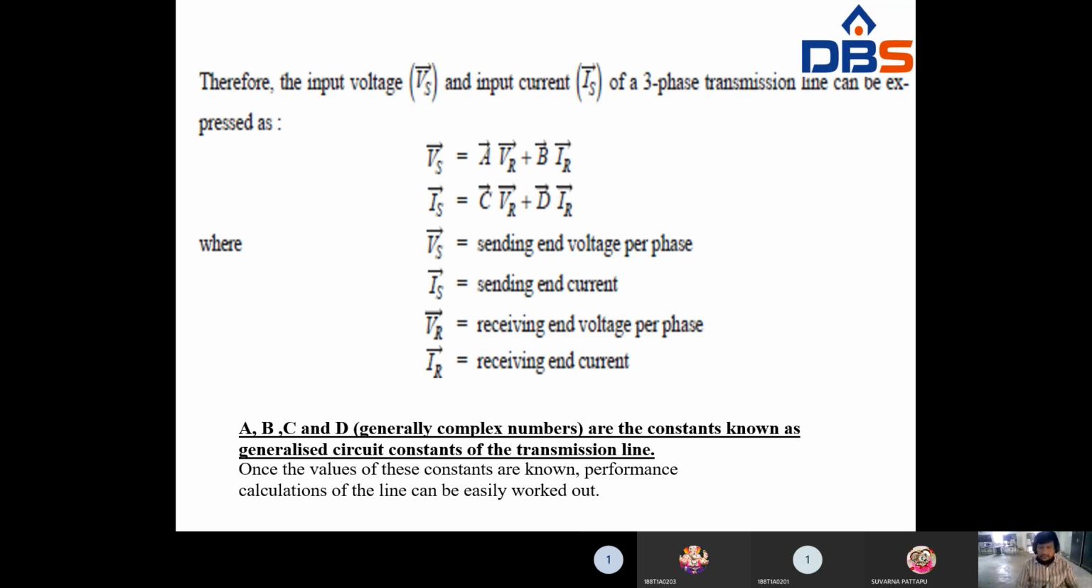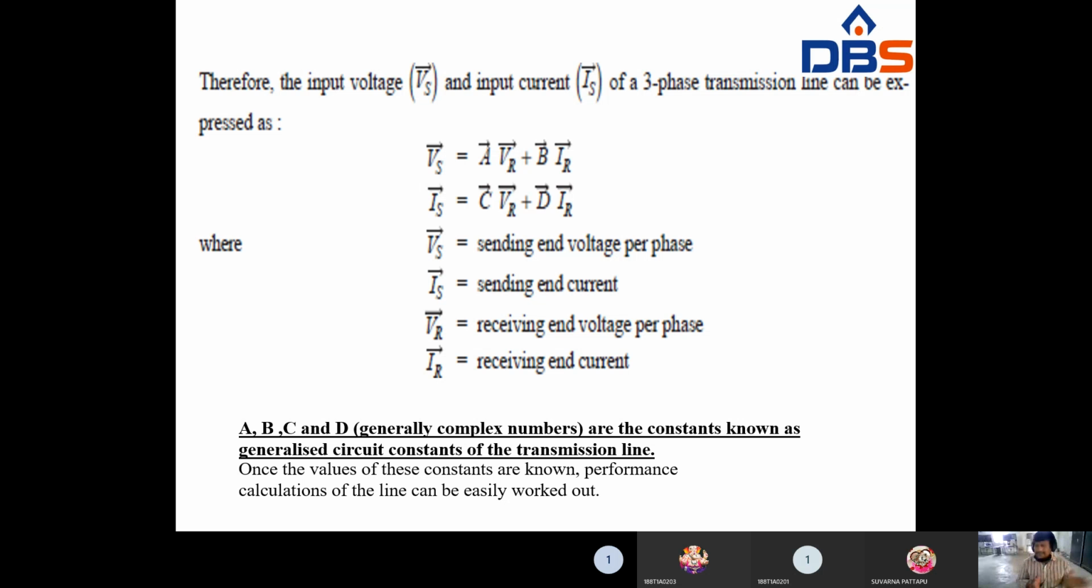So suppose the input voltage Vs and input current Is of a three-phase transmission line can be expressed as Vs is equal to A VR plus B IR, Is is equal to C VR plus D IR. Vs is the sending end voltage and Is is the sending end current, VR is the receiving end voltage per phase, and IR is the receiving end current. That means the ABCD parameters are the constants known as generalized circuit constants of transmission lines.